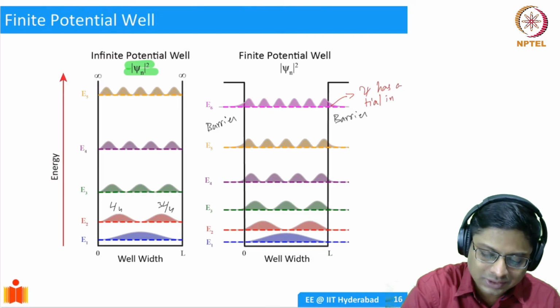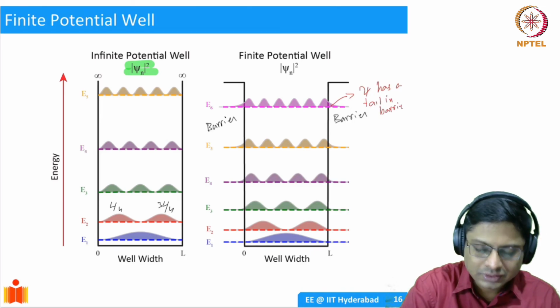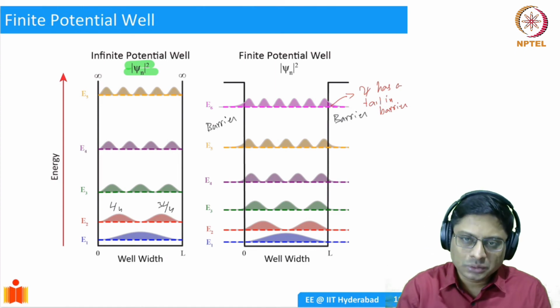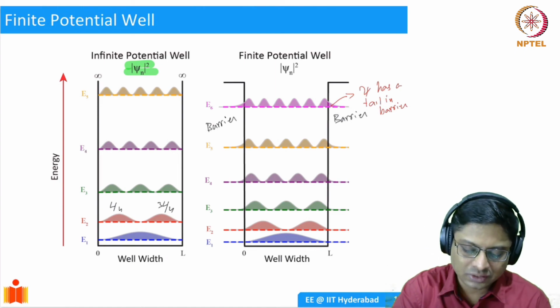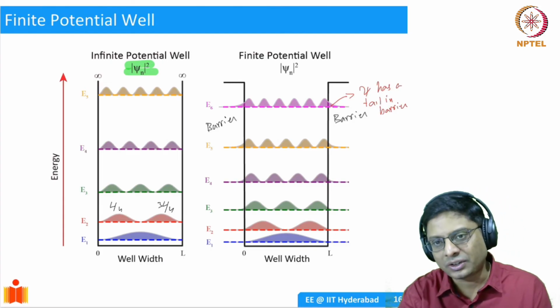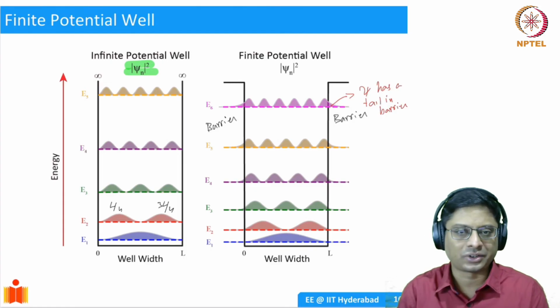A tail in the barrier. There's a small probability of finding it, okay? And this probability of finding it is called tunneling, basically. What we see is that the electron is tunneling into the barrier regions. That's why there's a non-zero probability of finding an electron there.